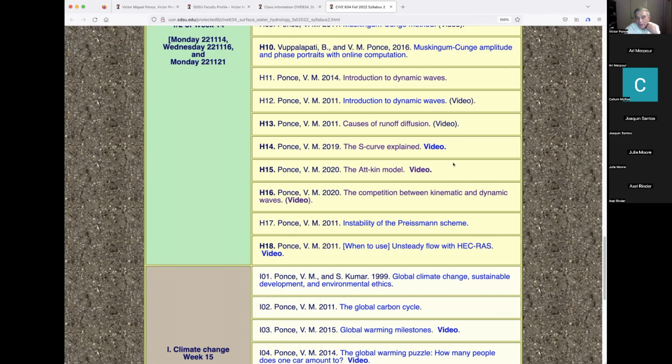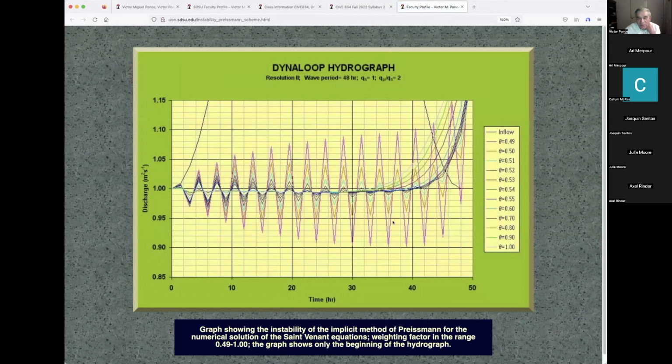Okay, so I have a picture in there about the instability of the Preissmann scheme, which may be a little too much, but I like this figure because it's one of the first figures that we ever posted on the web, on my website. I believe it was 1999. As soon as I created my website, I had a student that was very good with Excel. So she created, I don't even remember her name right now, but I know it was a woman, this graph and we posted it on the web.